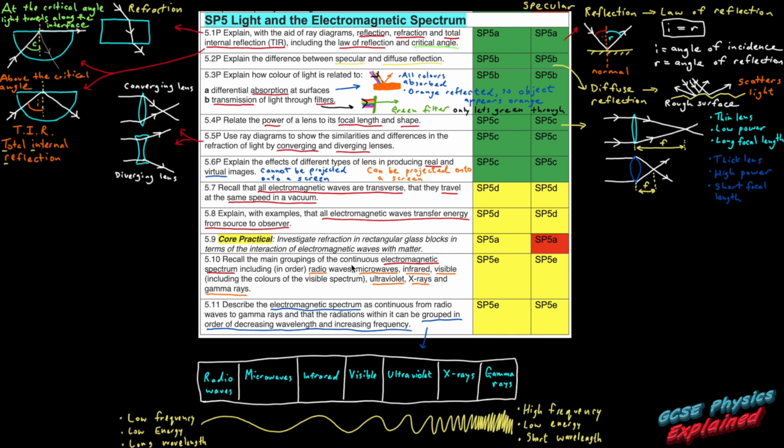Recall the main groupings of the continuous electromagnetic spectrum. So I've drawn it down the bottom. Radio waves, microwaves, infrared, visible light, ultraviolet, X-rays and gamma rays. And you've got to know that they are grouped in order of decreasing wavelength and increasing frequency. In other words, the waves over this end of the spectrum have got low frequency, low energy and a long wavelength, and as we're moving across to these waves over here, they've got higher frequency, higher energy and short wavelength.